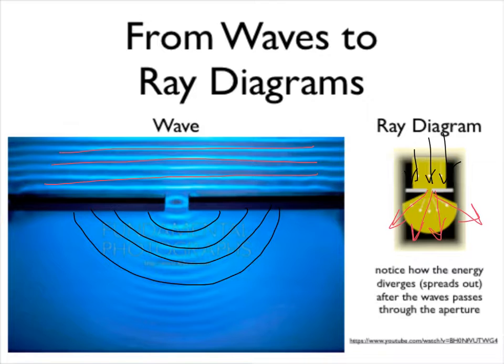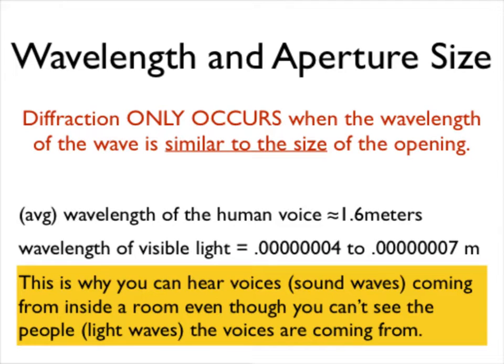But how much should we bend them? How much should we curve those waves? Or likewise, how much should we fan out those rays to represent diffraction? Well, the amount of diffraction that a wave experiences depends on two factors. The amount of diffraction depends on the wavelength of the wave and the aperture size. And aperture size is just the size of the opening in the barrier. Now, diffraction only occurs, and this is key here, when the wavelength of the wave is similar to the size of the opening.